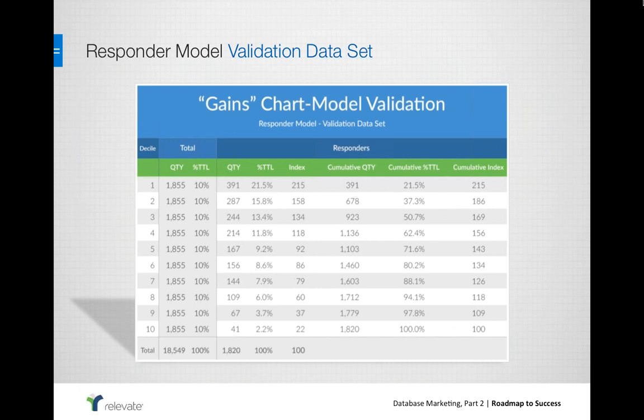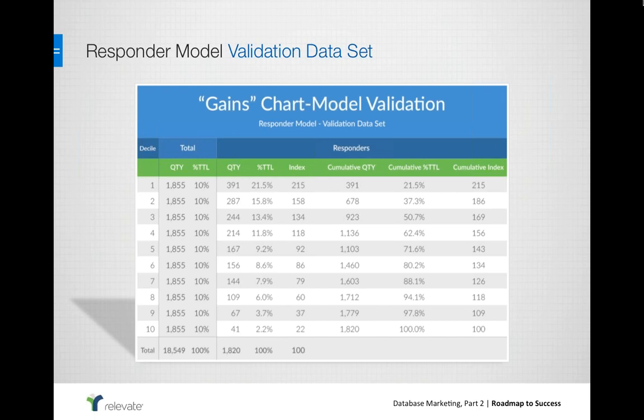Okay. Once we've created the model scorecard, we then apply it to the validation data set. Recall, this will be the second extractive sample that we did during the process. The results of this validation scoring are shown on this gains chart.